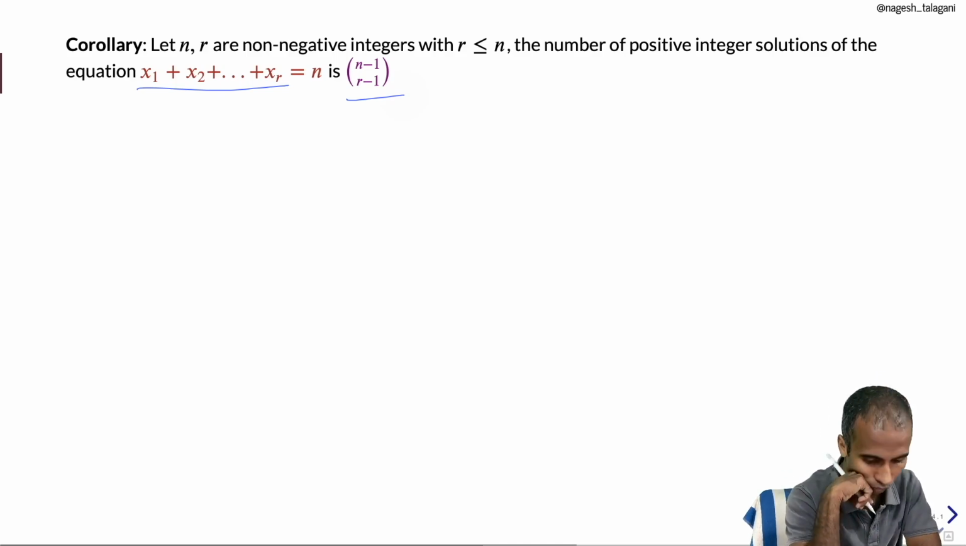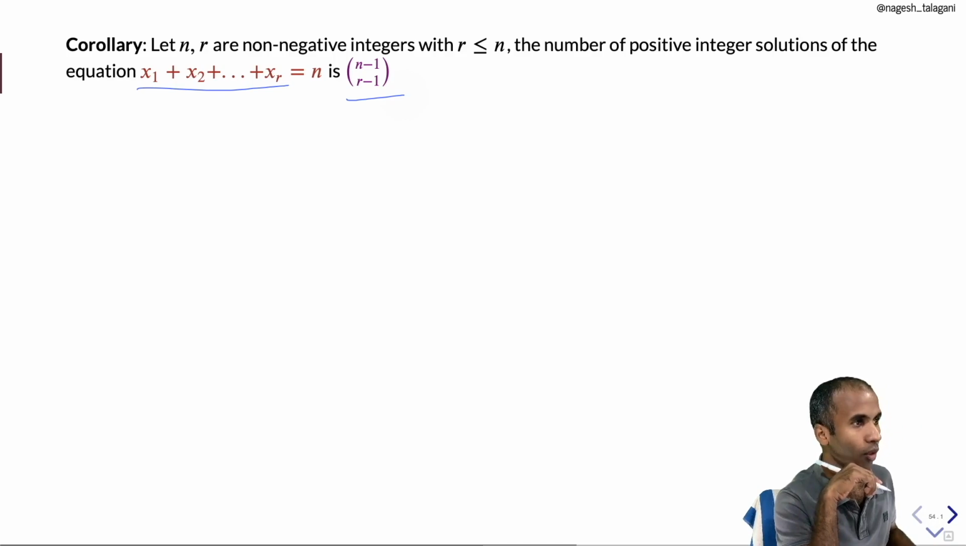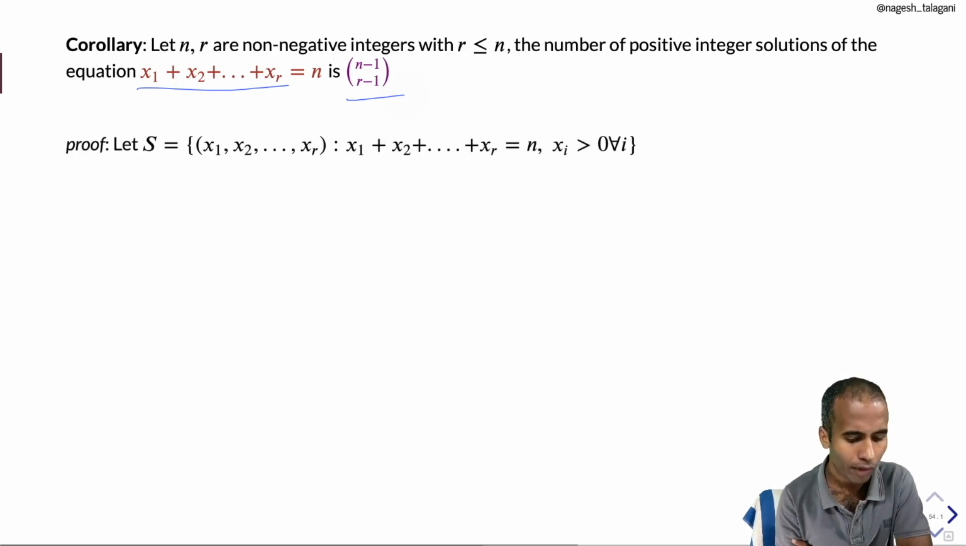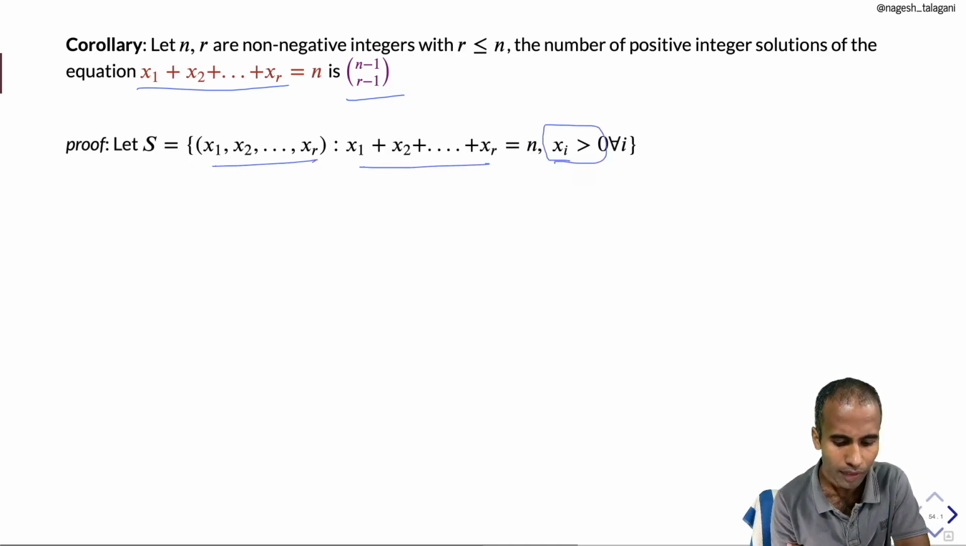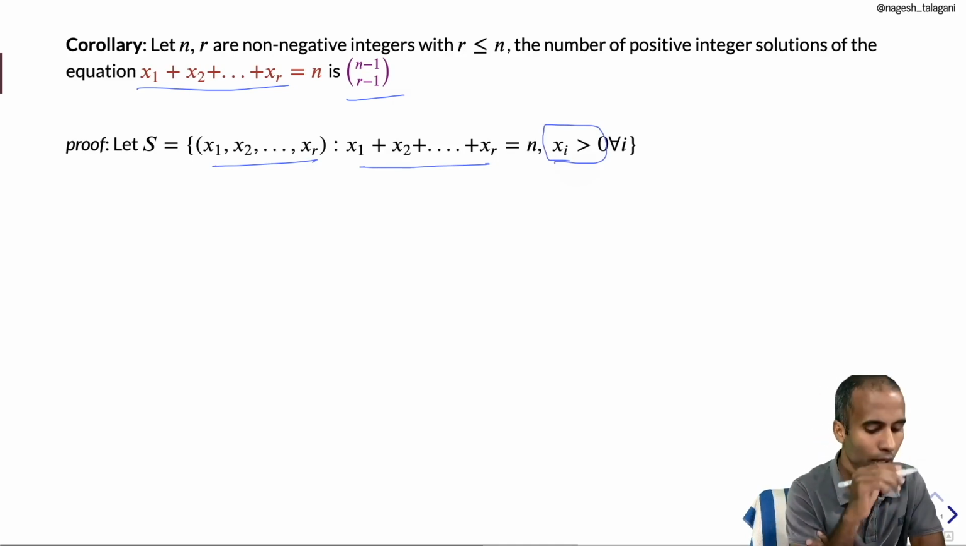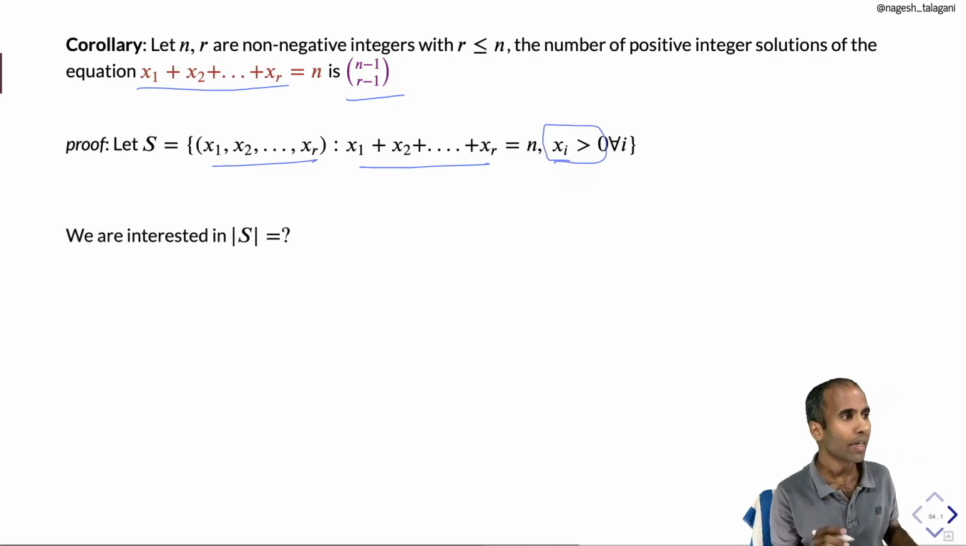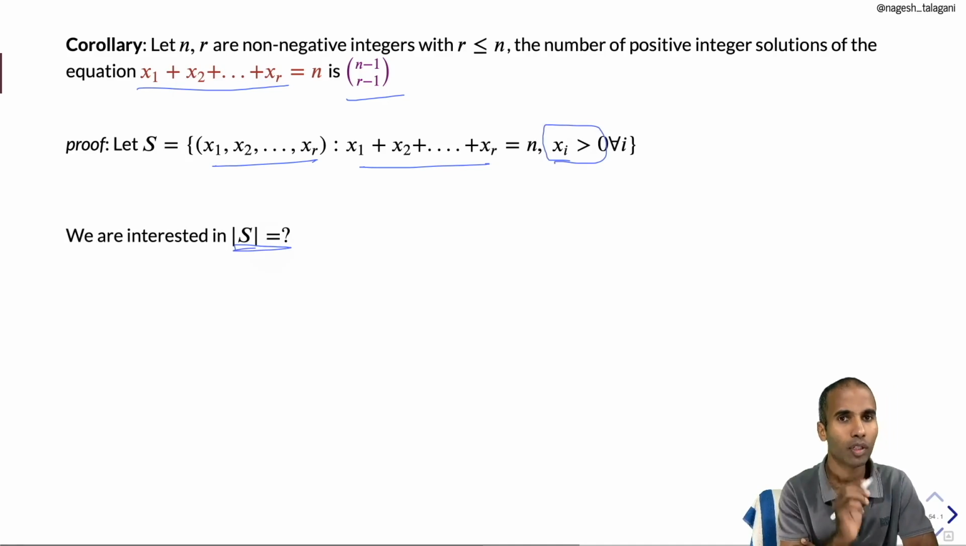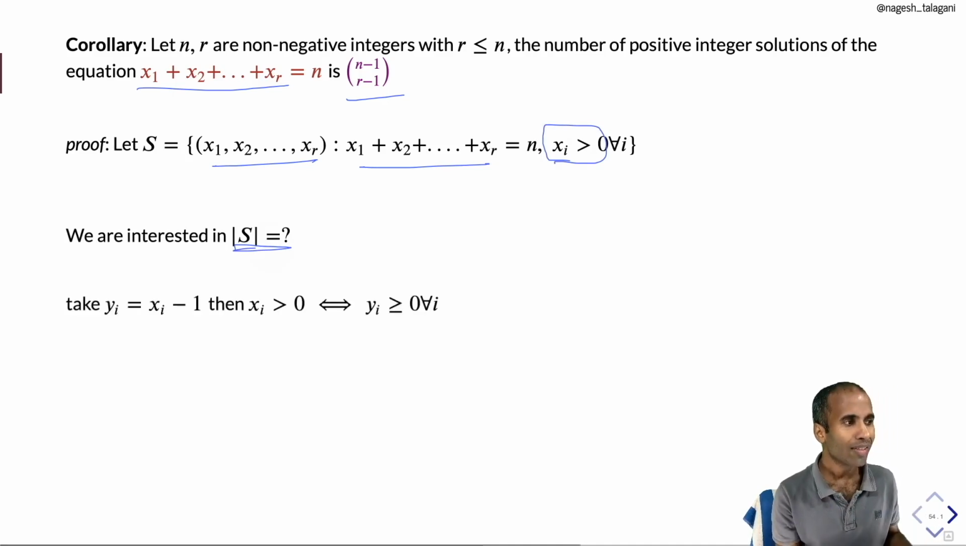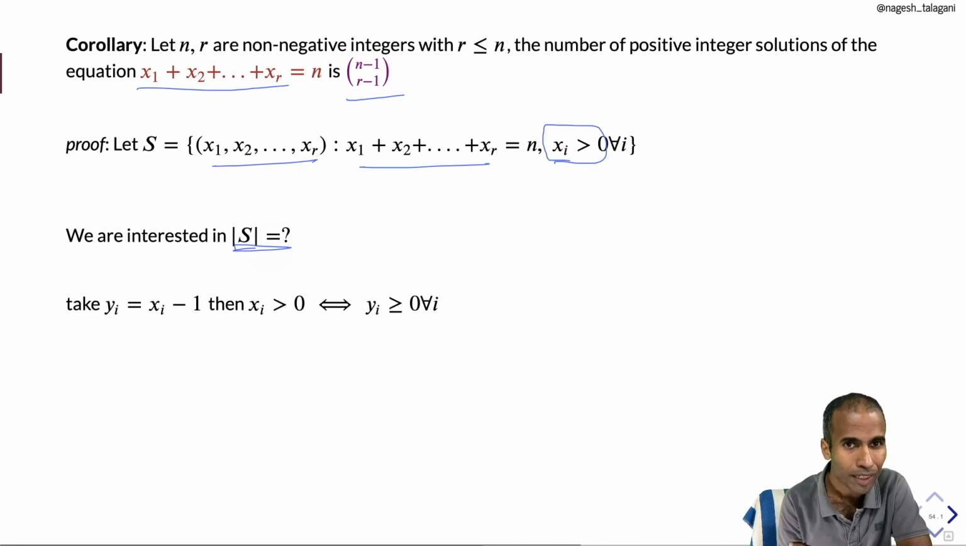Okay, fine. Now what do we do? Let us take S as the set of all positive integer solutions of this equation. See, each xi is positive. We are precisely interested in the number of elements in S, right? Now let us take this transformation. Let me introduce a new variable yi which equals xi minus 1. So whenever xi is positive, yi will be non-negative, if and only if.